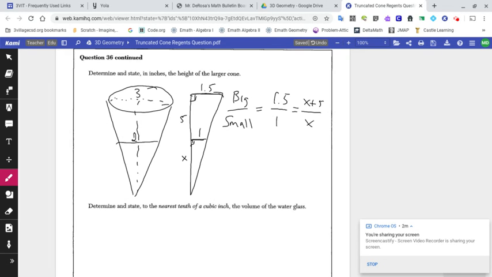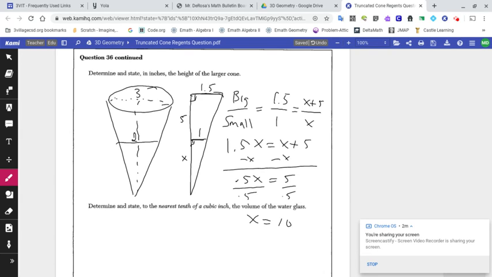So when we cross multiply, we get 1.5x equals x plus 5. Subtract x from both sides, you get 0.5x equals 5. Divide both sides by 0.5, and you're going to get that x equals 10. That's this piece, making the height of the entire cone 15. So that's how you do that using these similar triangles.